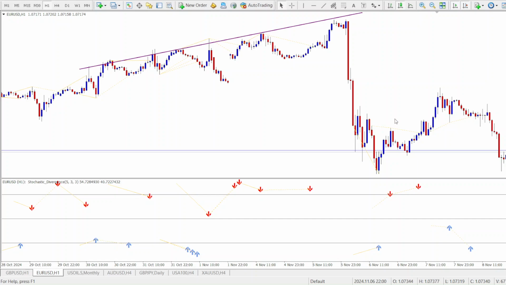Okay, so now that we understand the basics, let us take a closer look at how to combine this indicator with other indicators or other patterns for confirmation. Let us just start with combining it with other patterns.